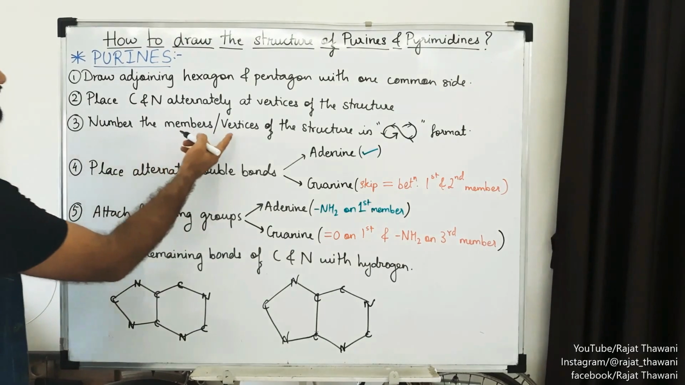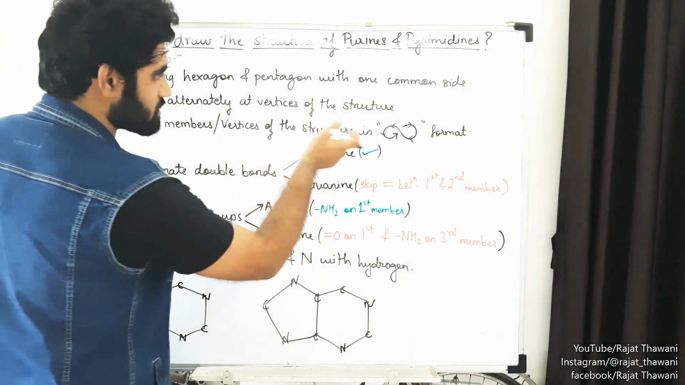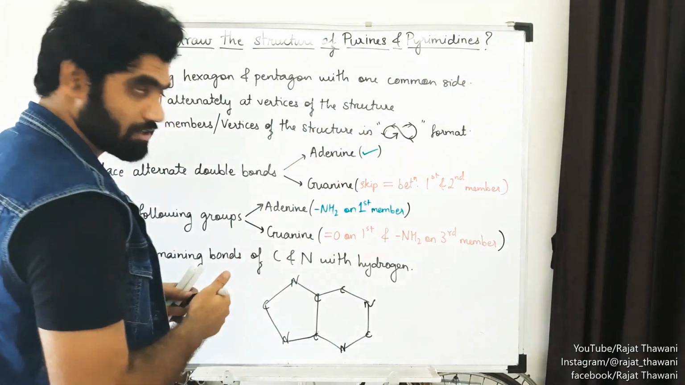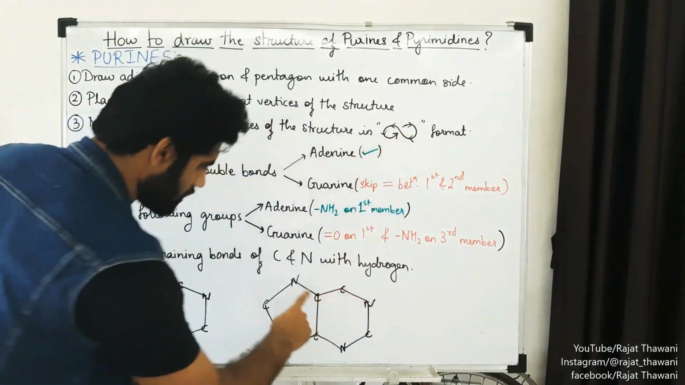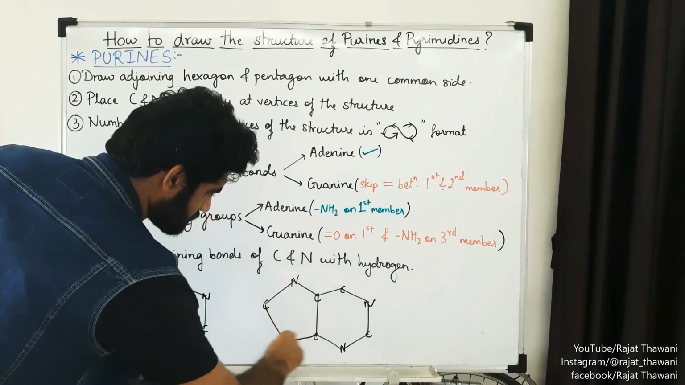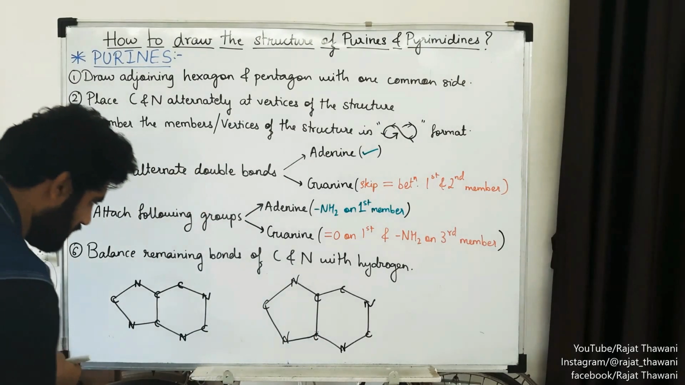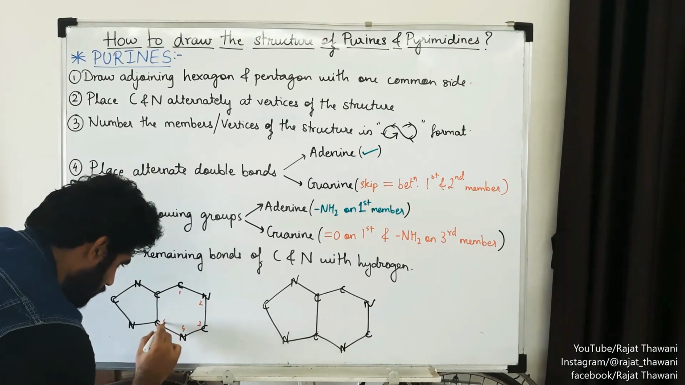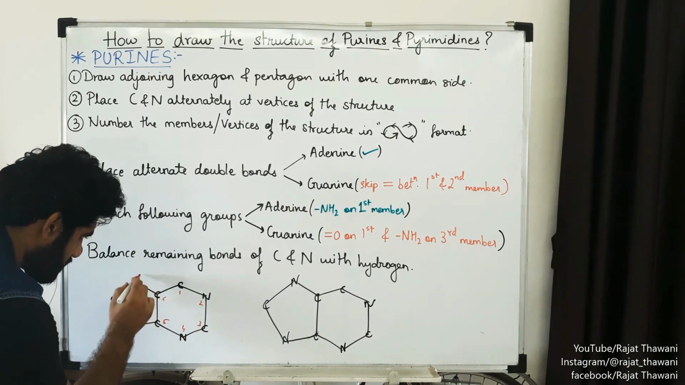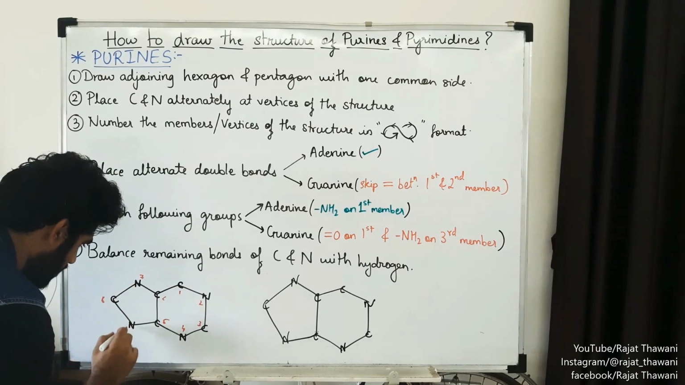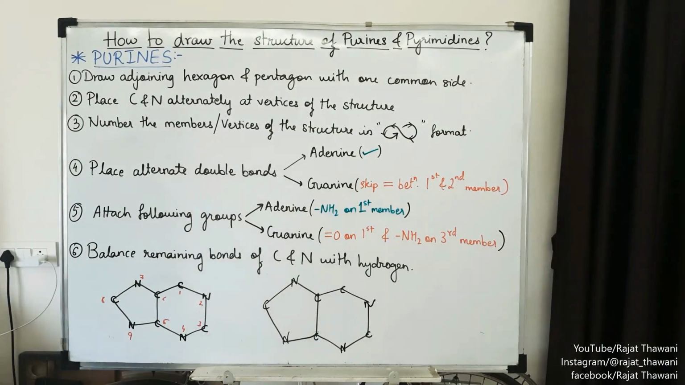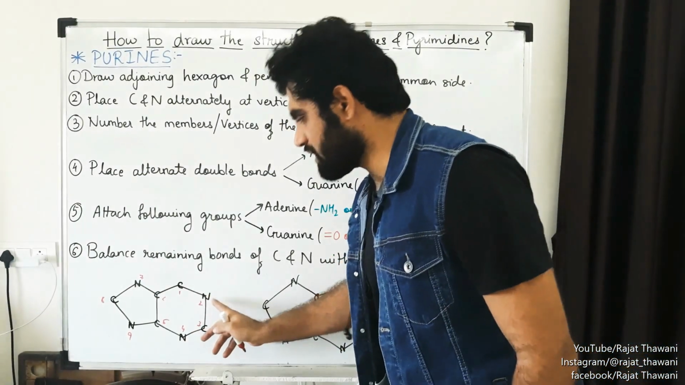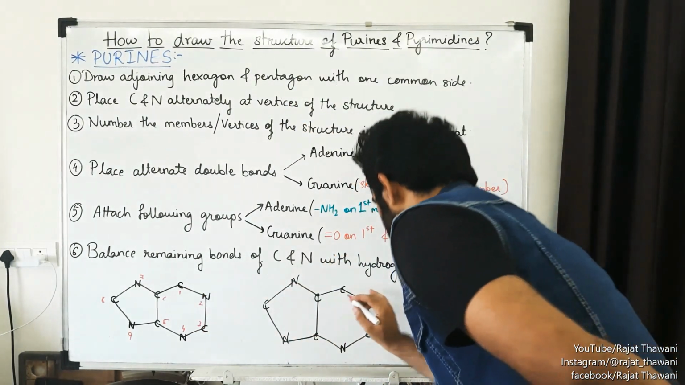Number the members, the vertices of the structure, in the infinity symbol manner. It should start from here. See, in this way we'll number. Let's number it: 1, 2, 3, 4, 5, 6, 7, 8, 9. This is not the typical way to number, but for your easiness we are just drawing it. Actual numbering starts from this nitrogen, not from this carbon.